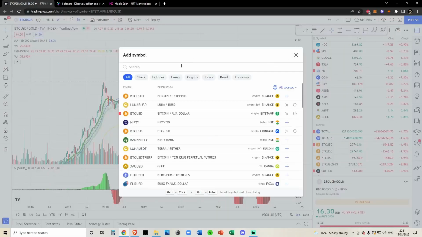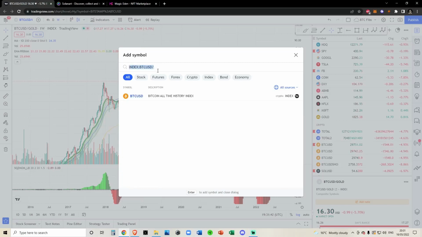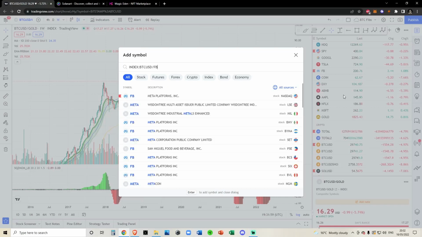Once again, I'm just going to copy and paste what I had before, but here it is. Make a note of this, write it down in your notes, write it down somewhere. I've memorized it by now, but it's simply INDEX, this colon symbol, and then BTC USD slash. And then I want to compare it to something else. I want to compare it to Facebook. So we're going to be typing in FB.